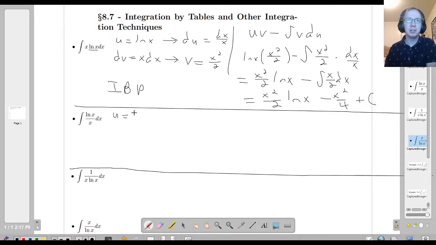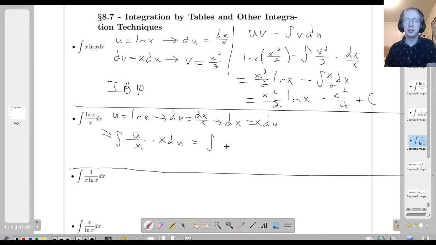If I let u equal ln x, then that would mean that du equals 1 over x dx, or in other words, dx equals x du. So if I try to rewrite this integral using that u substitution, I've got u over x times x du, and at this point it's just the integral of u du.